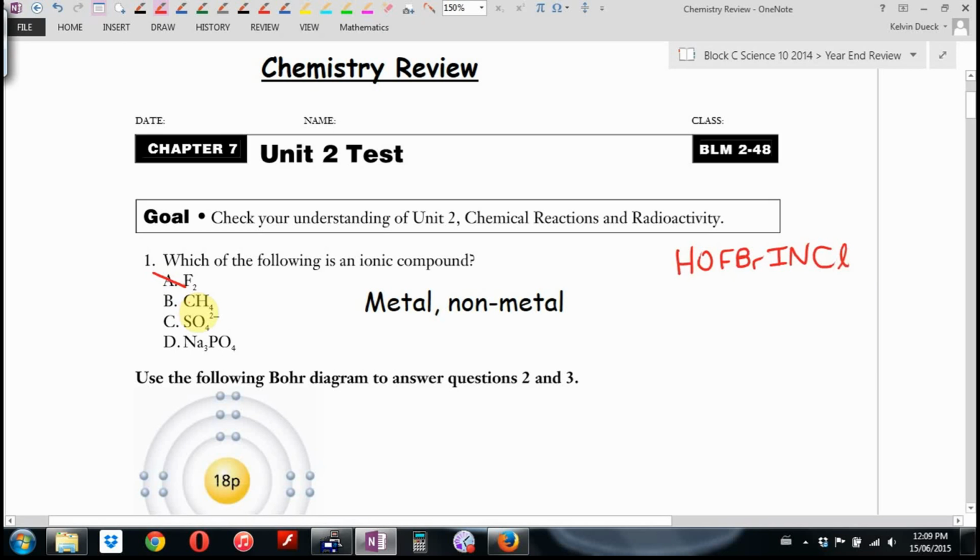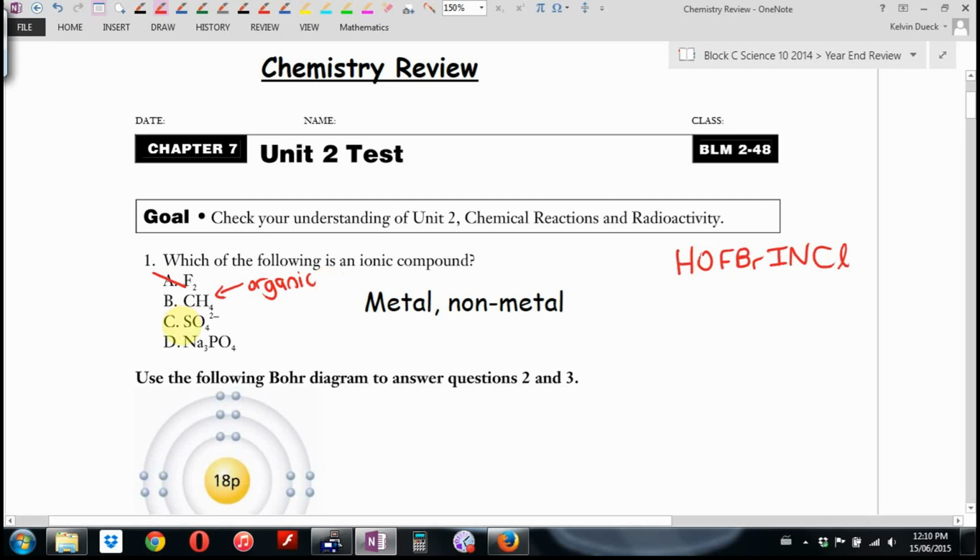What about CH4? This is a different type of a compound. How would we classify that one there? Polyatomic? Nope. This is an organic compound. What was an organic? It had carbon and hydrogen and sometimes oxygen. Okay?